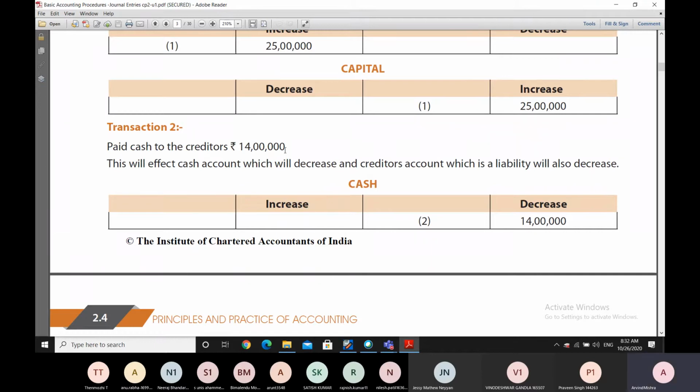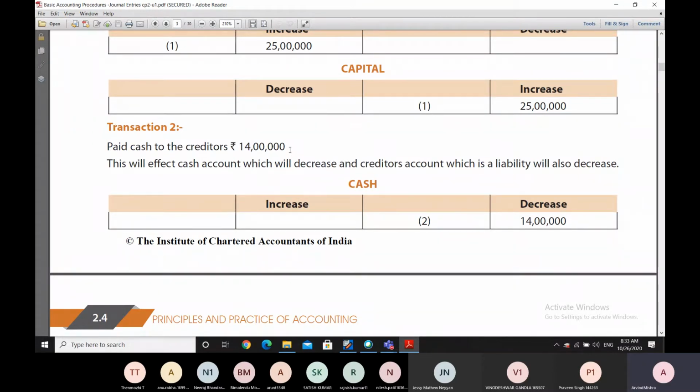You see, whenever two accounts are affected, we try to find out which are those two accounts. Those two accounts will be from one of the three categories: either a capital account, a liability account, or an asset account. Of course, the income and expenditure accounts can be taken to be part of the capital account, because every piece of income is added to the capital and every piece of expenditure reduces the capital.